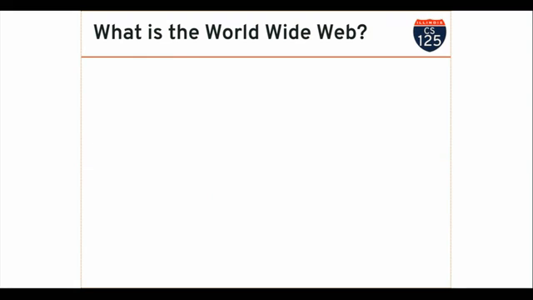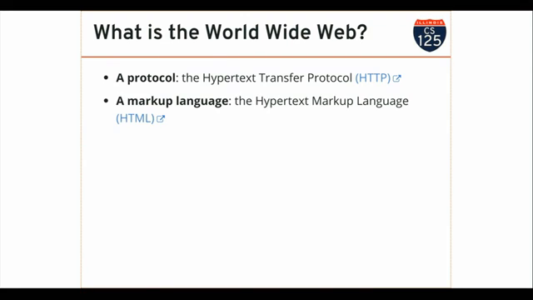Okay. So what is the web? So this is about where we left off last time. So the web essentially combines three different technologies. It's a protocol. So the World Wide Web allows a client to retrieve information from a website or web server using a specific protocol called HTTP, which we'll talk about briefly in a minute.